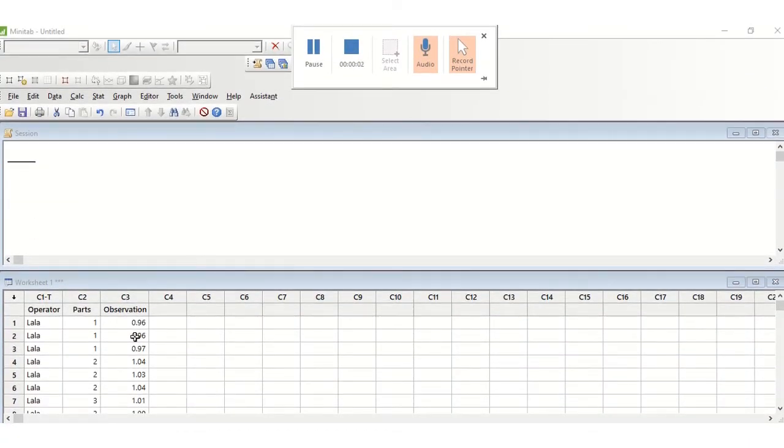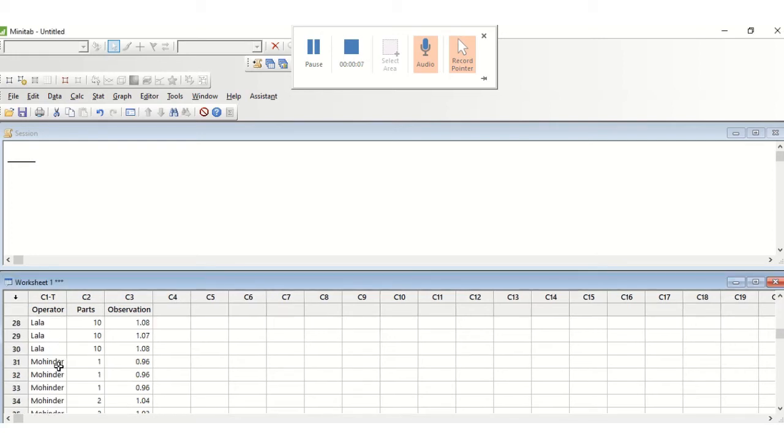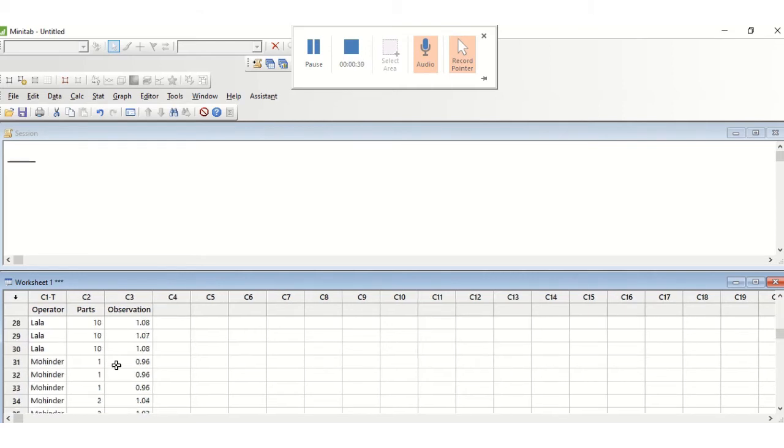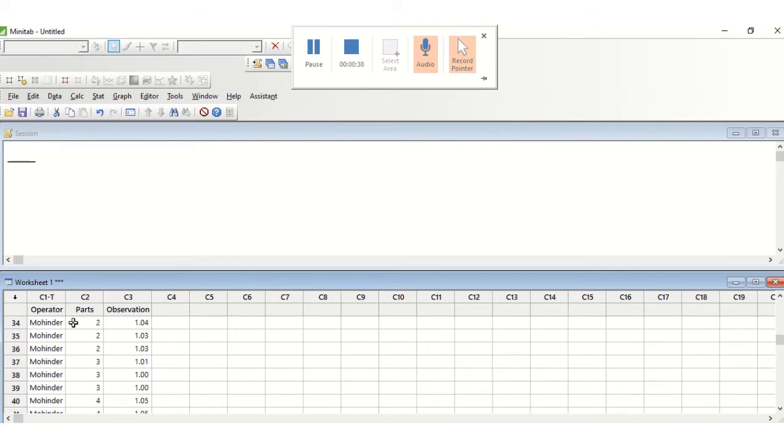Now let us see how we can do it using Minitab. There are three operators: Lala, Mohinder and Surinder, and there are 10 parts, and each part is checked three times by each operator. So operator one is checking part number one the first time, second time, third time. Similarly, he is checking part number two the first, second and third time. Similarly, operator number two is checking part number one three times, part two three times, and so on and so forth.